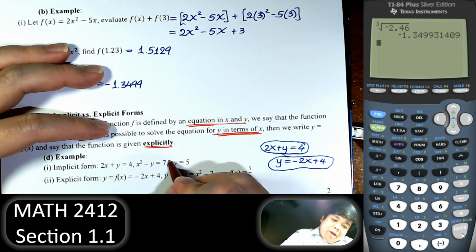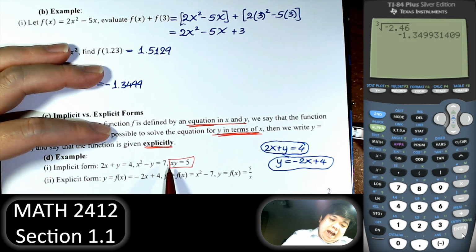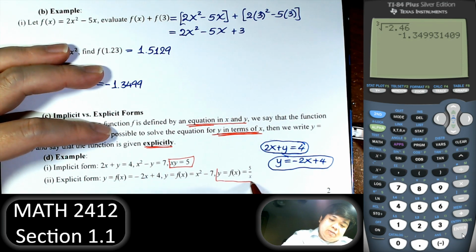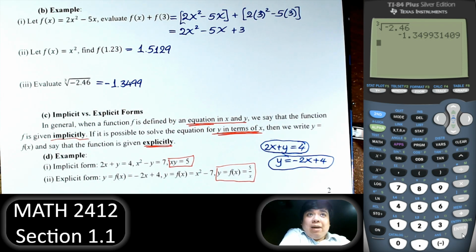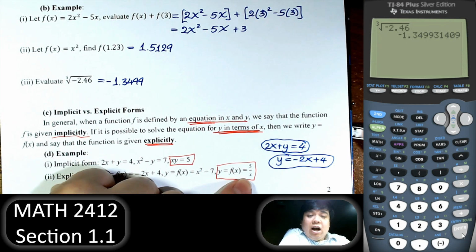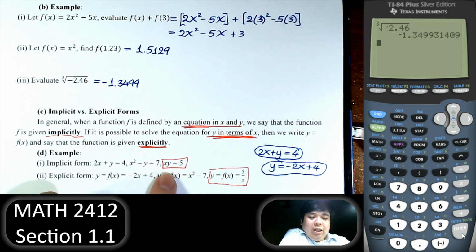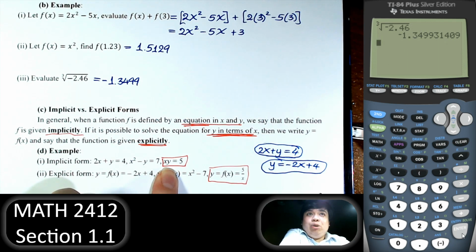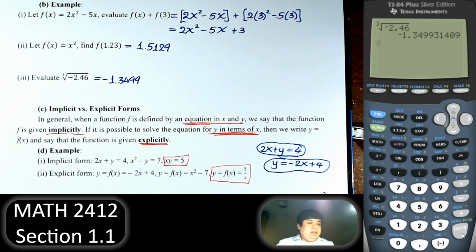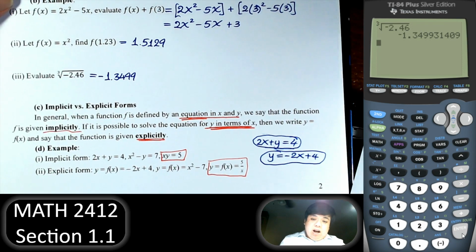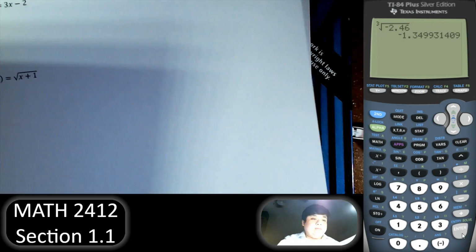Also, when we have x times y equal to 5 and divide by x on both sides, we have this. So this and that are almost the same. The difference here is we cannot divide by 0, so x cannot be equal to 0. Over here, x still can be equal to 0 in the equation. So that is the implicit and explicit forms of a functional equation.